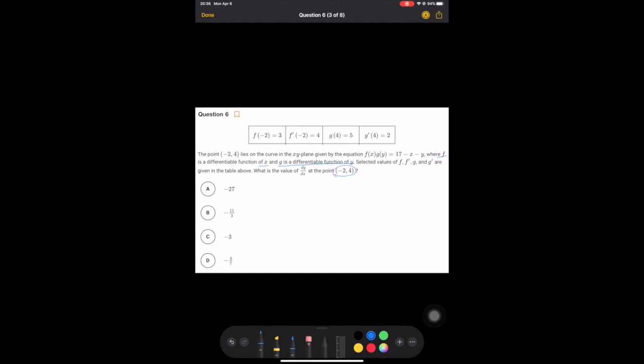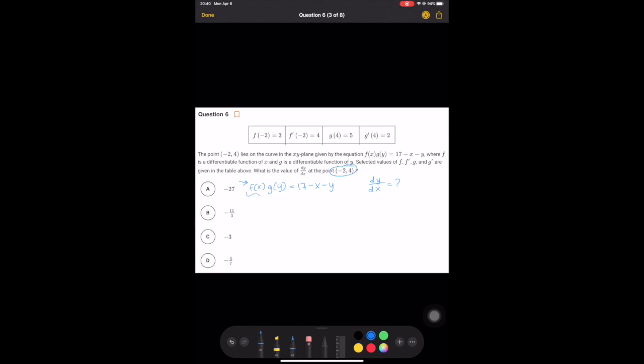They're asking us for dy dx, that means derivative, and at some point we need to plug in -2 basically, that's your x comma y. So we have this equation, f of x times g of y equals 17 minus x minus y, and the question is asking us for dy dx. Meaning we have to take the derivative of this equation, but we have to do it carefully. Notice that it's an implicit equation, meaning the x's and y's are mixed up together, so all the x's are not on one side and all the y's on the other. So anyways, here we go.